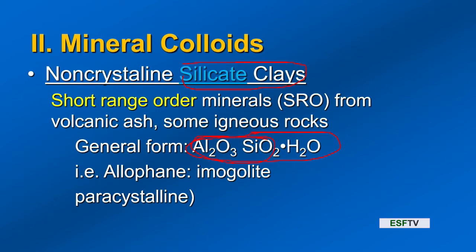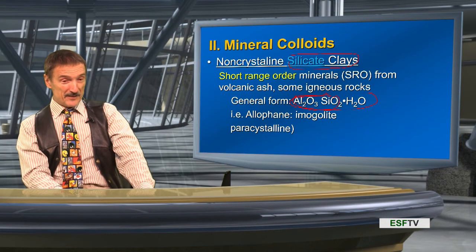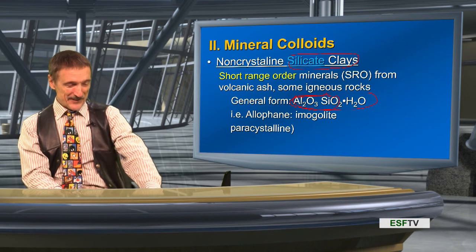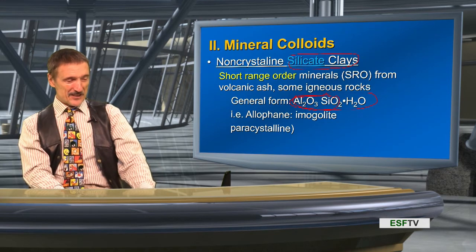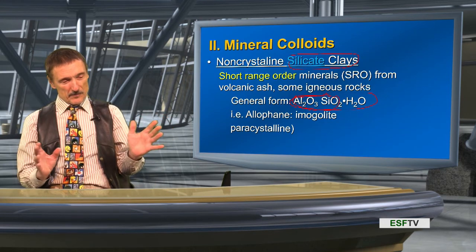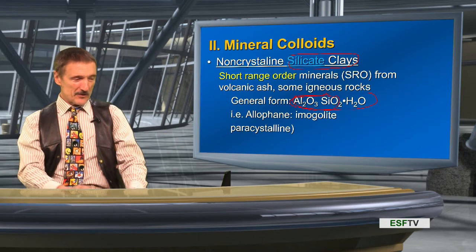Some examples: allophane. You may recall back when we talked about parent material and I talked about volcanic ash, I specifically mentioned these two and said you won't know what they are yet, but they become important later. Well, this is now. Now they're important, and we'll start to differentiate these non-crystalline silicate clays, allophane and imogolite. We refer to these as paracrystalline. It's short range order, but not completely three-dimensional crystals.